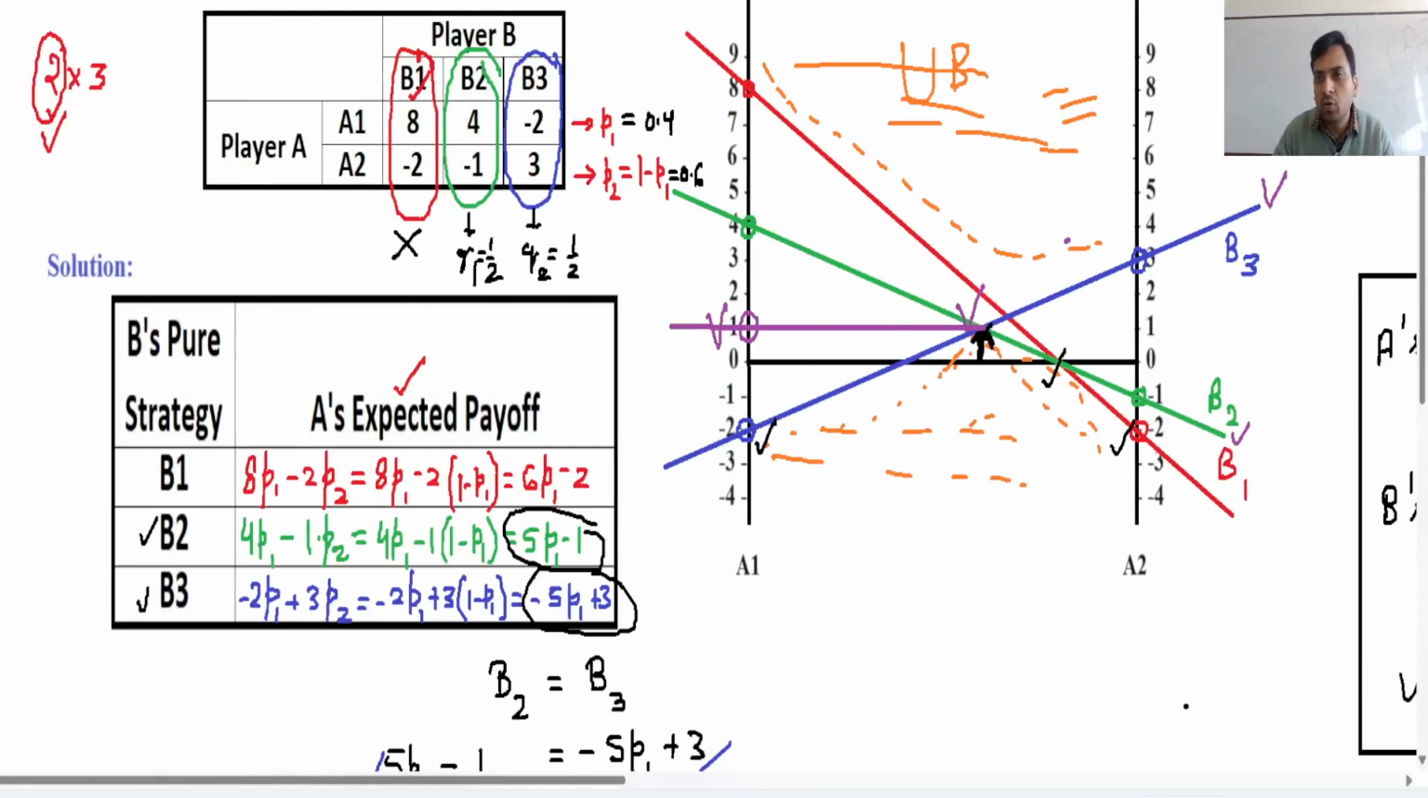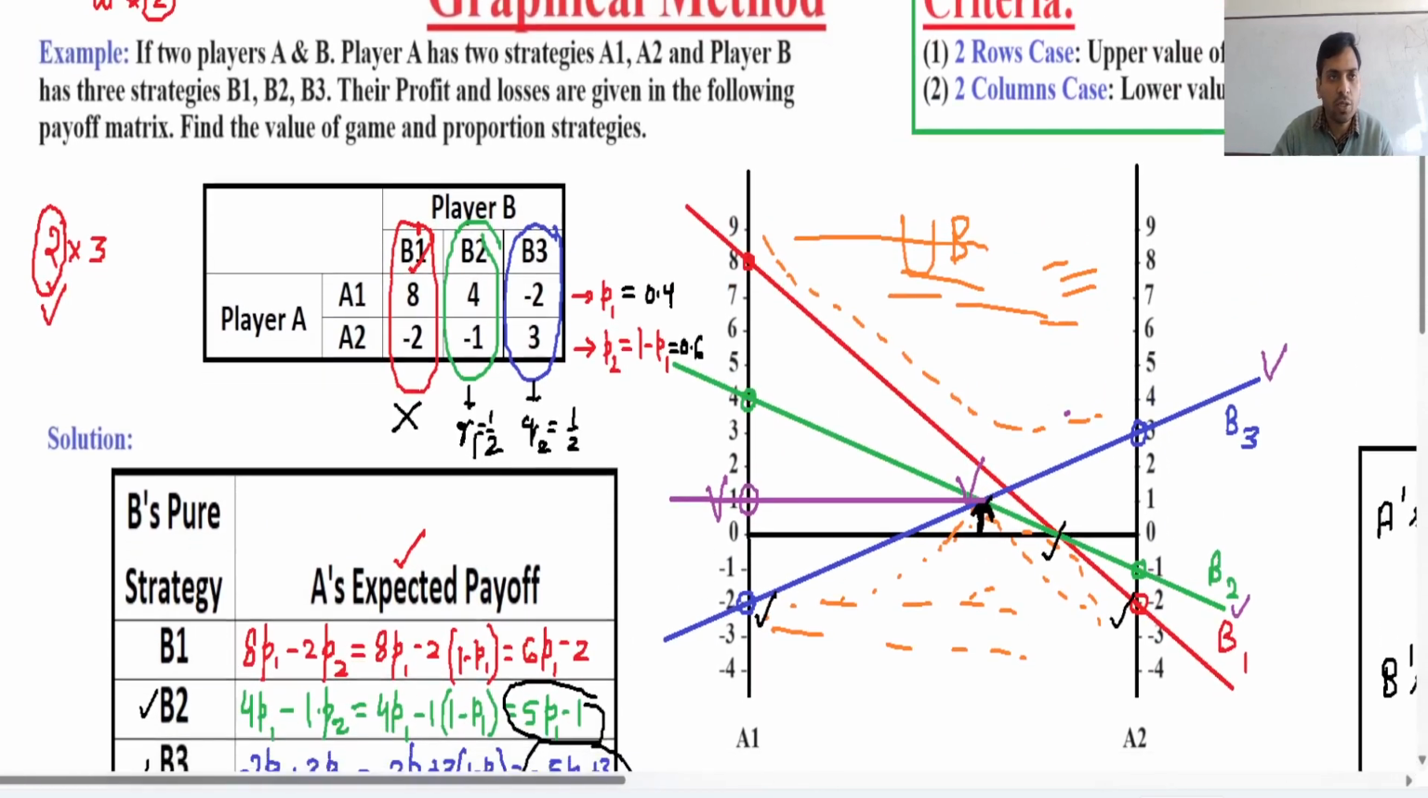So what is the overall conclusion of this solution? Player A will adopt A1 strategy 40% and A2 strategy 60% if they are playing this game 100 times. So out of 100 times, A1 strategy followed by A is 40 times, and A2 strategy 60 times. And for player B, if they are playing 100 times, 50% of the times this B2 strategy and 50% of the times this B3 strategy. This means out of 100, 50 times this B2, 50 times this B3, and no use of this B1 strategy. And the overall value of game is 1, and this is plus 1.